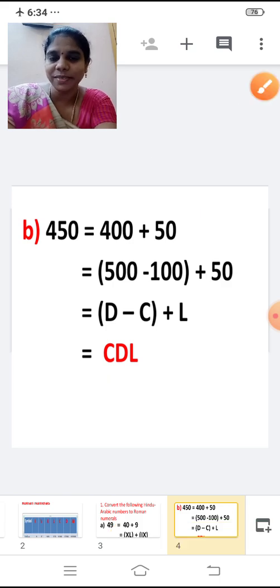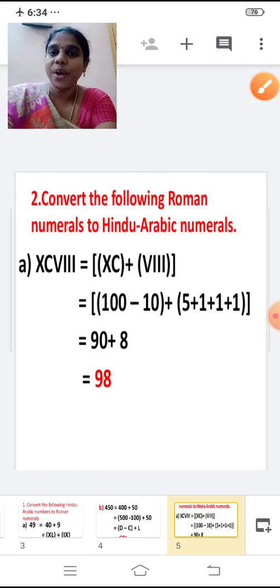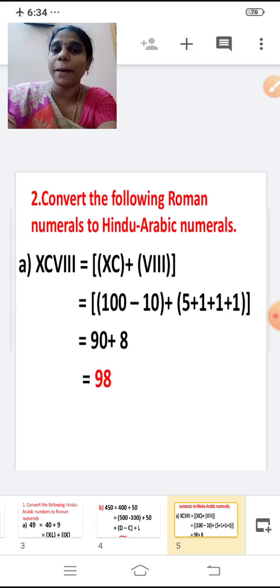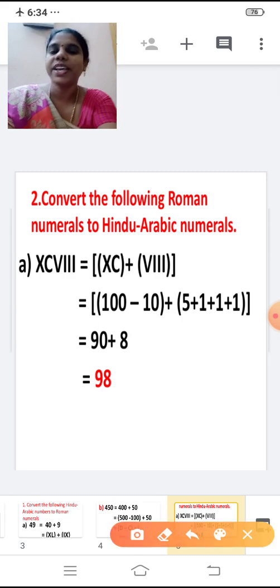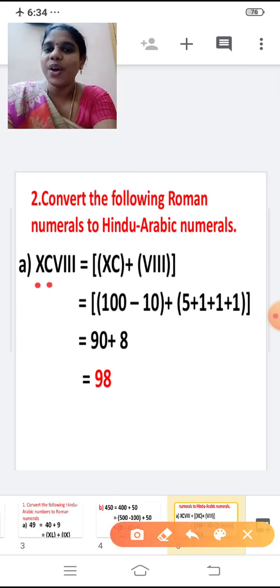Shall we move on to the next one? Convert the following Roman numerals to Indo-Arabic numerals. See, the question is given in Roman numerals. You are going to convert into Indo-Arabic numbers. Shall we change that? First one, XCVIII.